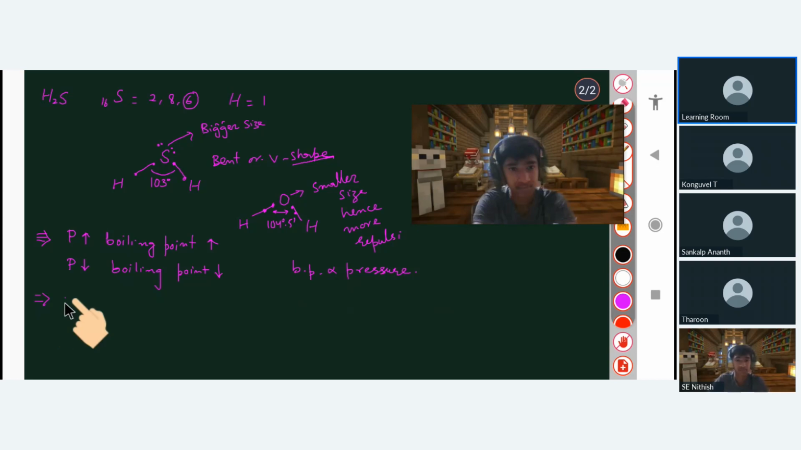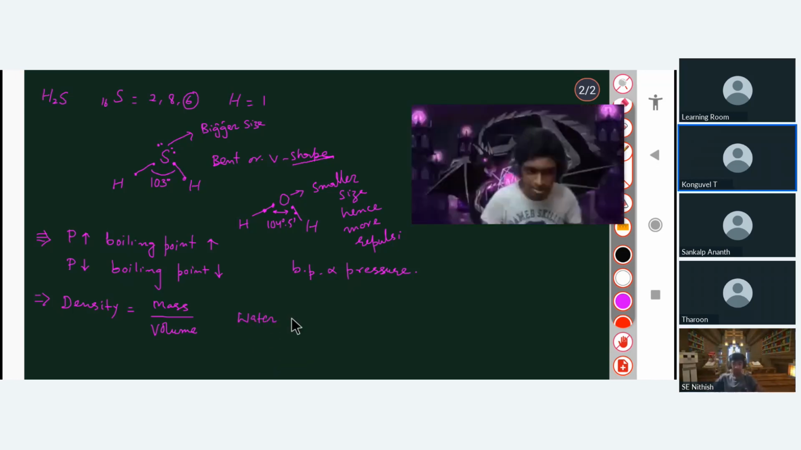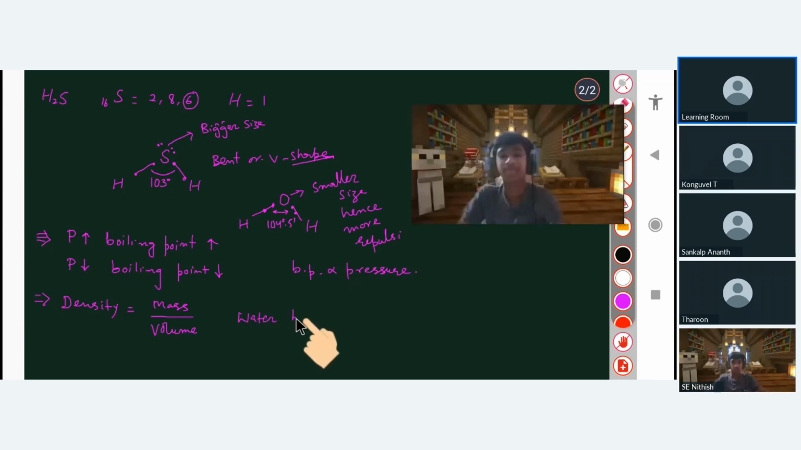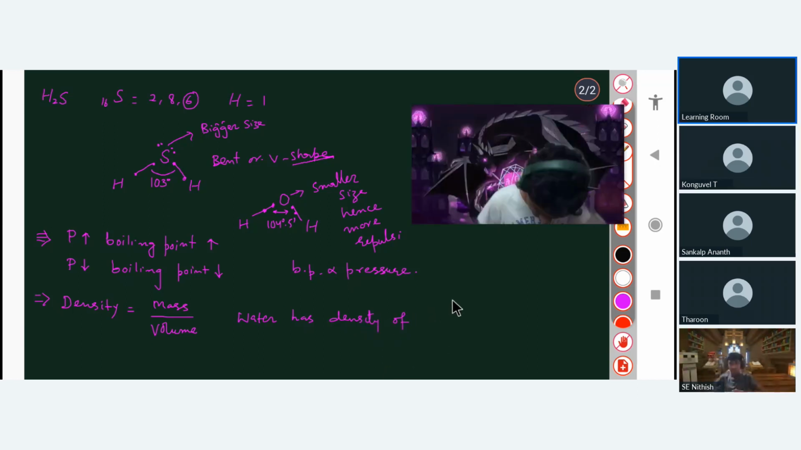Now let's talk about density. This is a very important concept. So can you tell me what is the density of water? What is density? It is actually mass per unit volume, right? It's 1,000 kilogram per meter cube. Water has a density of 1,000 kilogram per meter cube. It has a density of 1 gram per centimeter cube.